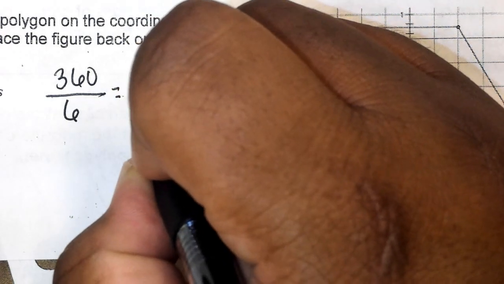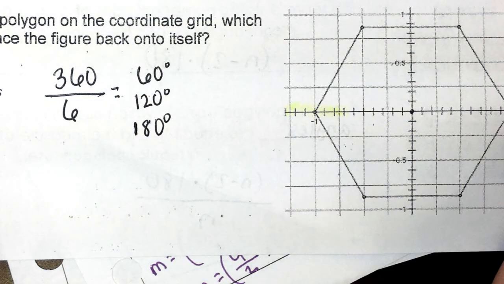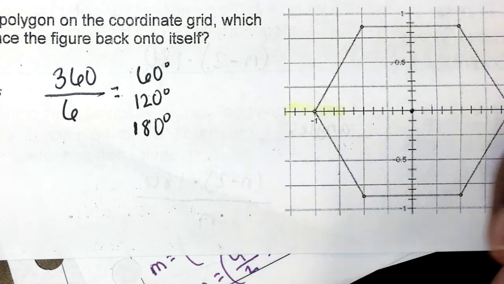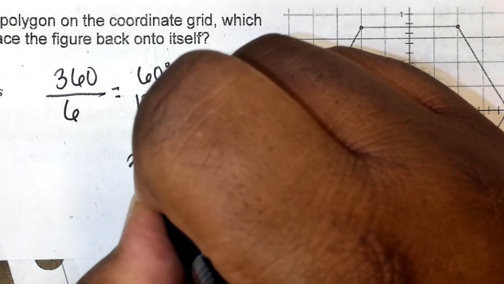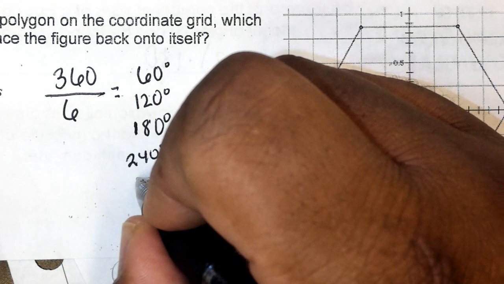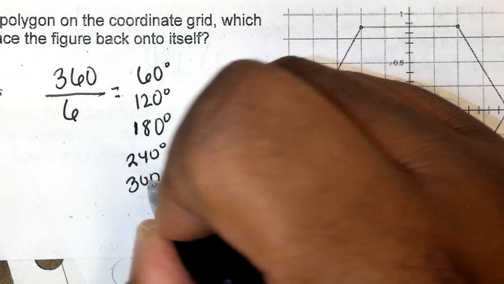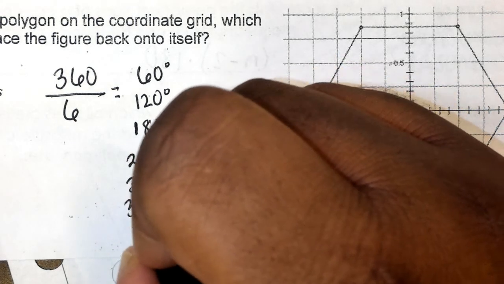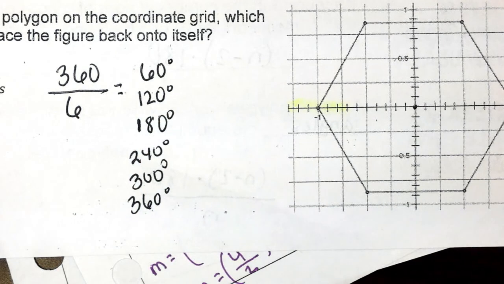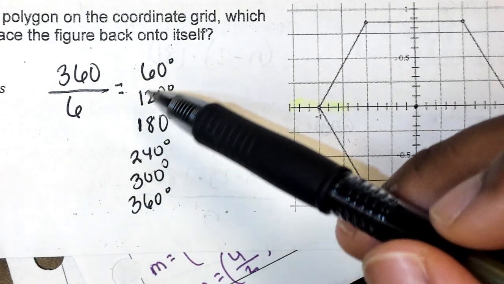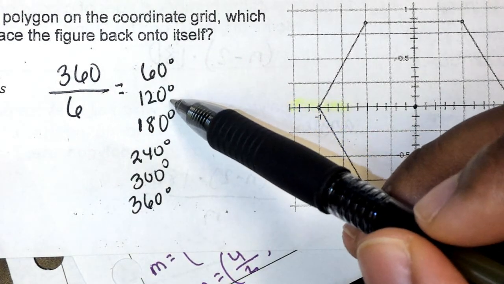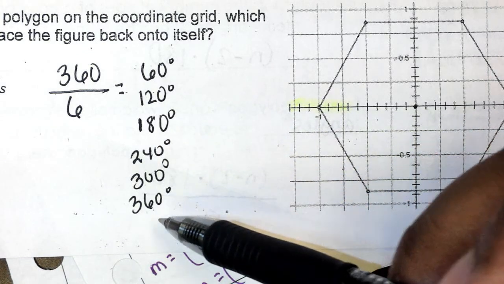Okay, 180. Every 60 degrees, I should be able to spin this figure onto itself. 60, 120, 180, 240, 300, and 360. It's got 6 sides. There should be 6 spins I could do. I just labeled all 6 of them for you: 60, 120, 180, 240, 300, 360.